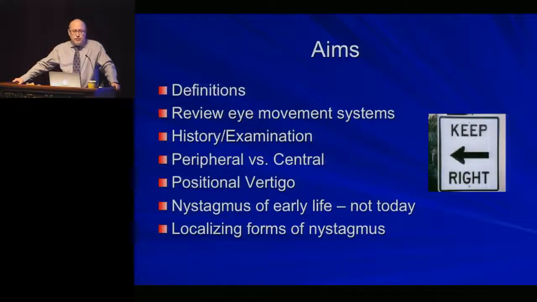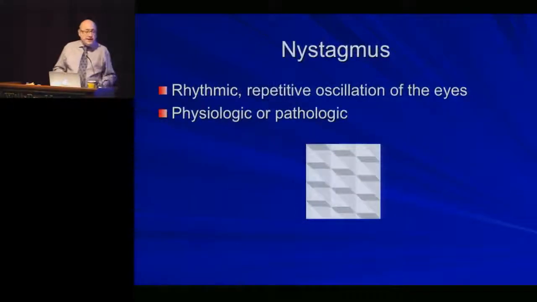We're not going to do infantile or congenital nystagmus, which I think you get covered in the PEDS talks. And then we're going to mainly go over forms of nystagmus in neurology that have localizing value in the nervous system. So how do we define nystagmus?